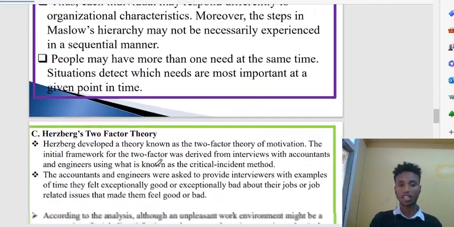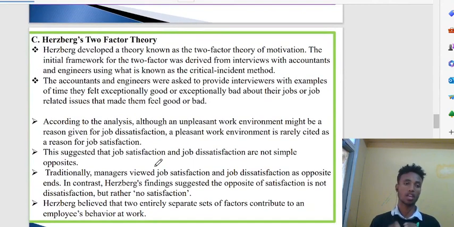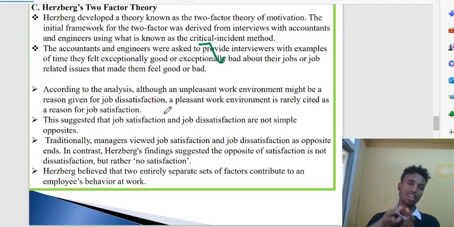The other thing we are going to see under this tutorial is Herzberg's two-factor theory. The initial framework of two-factor theory was derived from interviews with accountants and engineers using what is now called the critical incident method. Accountants and engineers were asked to provide the interviewer with examples of a time they felt exceptionally good or exceptionally bad about their job or job-related events.